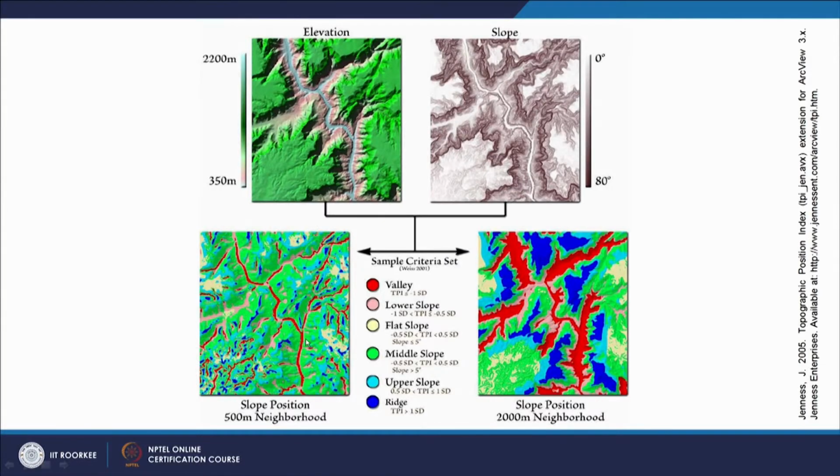Here also one example is given, where the slope positions in this example use a 500 meter search area, and in this one a 2000 meter search area.